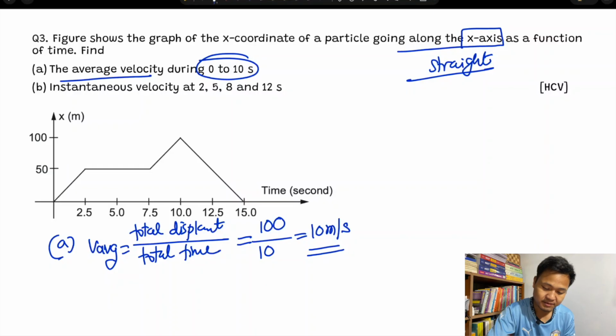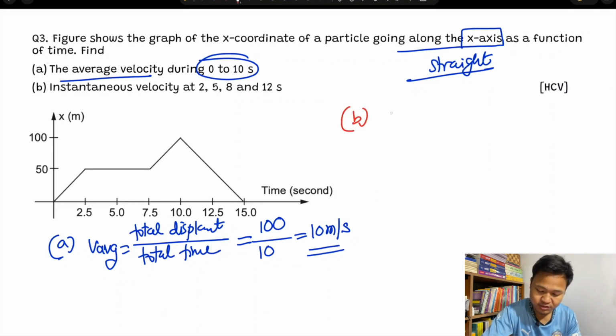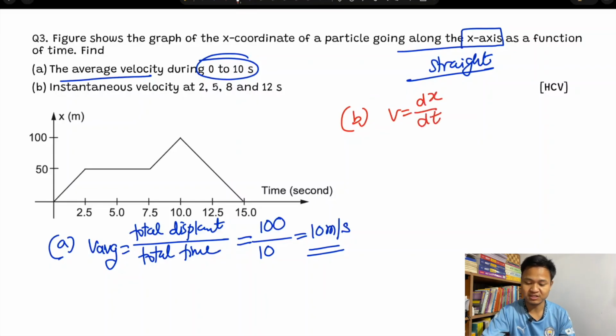And the b part. What is the instantaneous velocity at 2, 5, 8 and 12 seconds? Instantaneous velocity is v equals dx by dt. That's the same concept I'm going to apply. dx by dt in an x versus t graph is the slope of the line. So the slope of a line is called velocity.